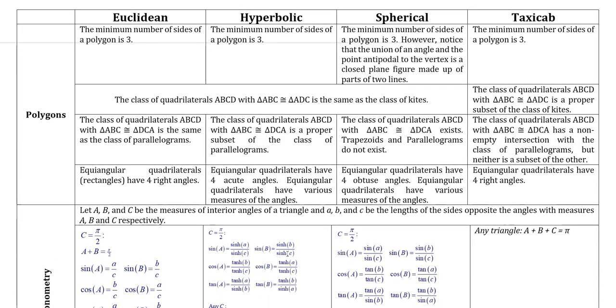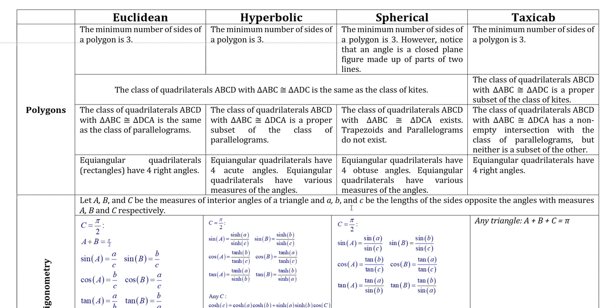How about polygons? The minimum number of sides of a polygon is 3 in all 4 cases. However, notice that an angle is a closed plane figure made up of 2 parts of 2 lines. Some people call that a digon. I just call it an angle, but that is not a polygon by our definition.